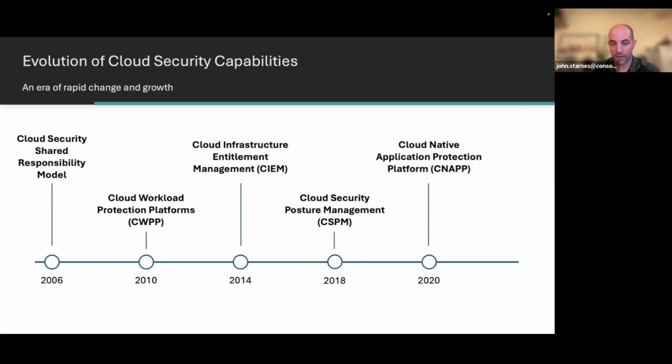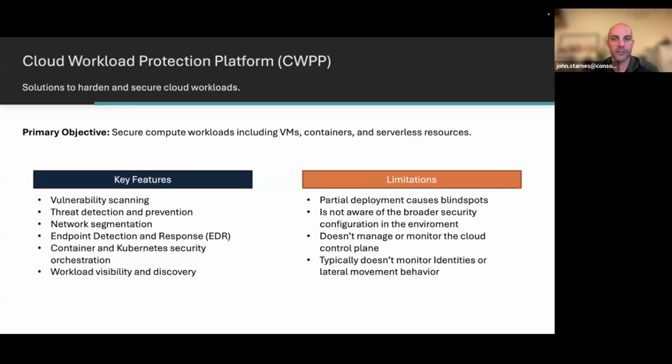So with that, we'll jump into CWPP and then go through each of those four and talk about what they are, what they do from a feature set, limitations as well. So Cloud Workload Protection Platforms, or CWPP, this is really focused around securing compute workloads inside of cloud environments. So think VMs, containers, serverless resources. Some of the key features these have are vulnerability scanning, threat detection and prevention, network segmentation at the compute level, or the VM level, endpoint detection and response, really focused on securing that specific computer operating resource, not the broader cloud environment itself.